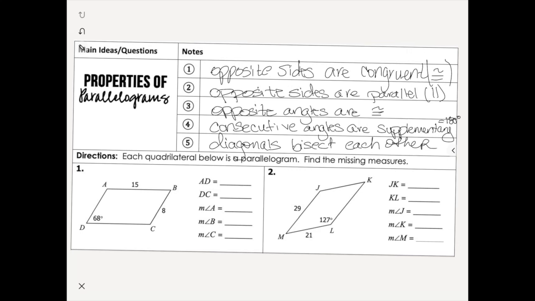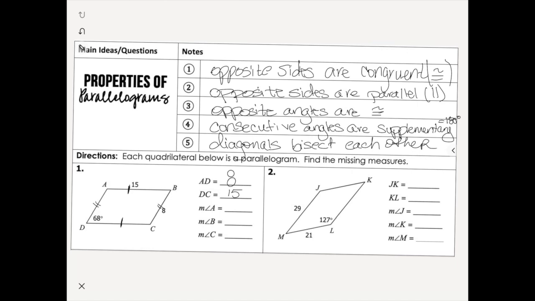So if we look at number 1, it says each quadrilateral below is a parallelogram. Find the missing measures. We have AB being 15. We have BC measuring 8. And then we have D measuring 68 degrees. So we're going to use what's already given to us to find the missing measures. One of the properties of parallelograms is that opposite sides are congruent. So if AB is 15, then we also know that DC is 15. So we can go ahead and put this 15 here. If we know BC is 8, then we know that AD is also 8.